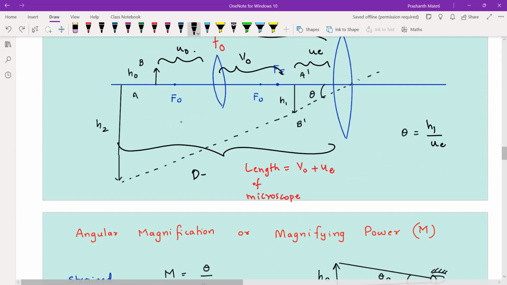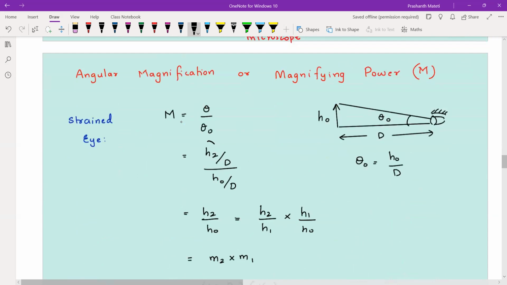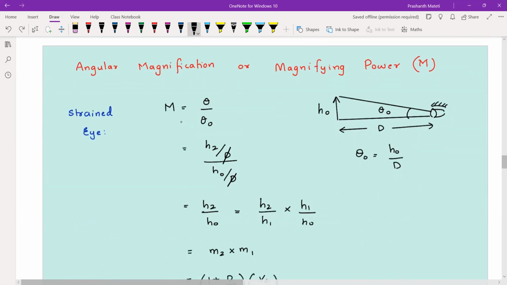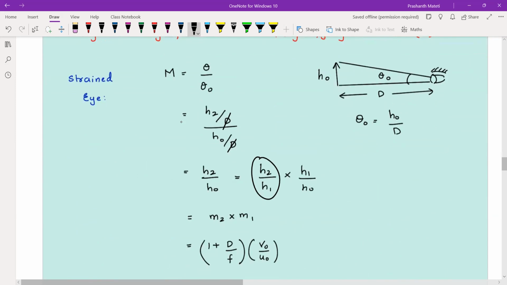So this angle theta we can write as the height of the final image by the distance D. And the D got cancelled, and h2 by h0 is coming. If I divide and multiply by h1, that is the height of image 1, then h2 by h1 is the magnification produced by the second lens, and h1 by h0 is the magnification produced by the first lens.